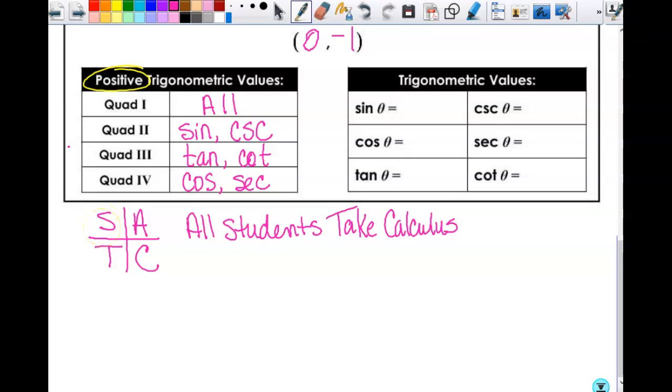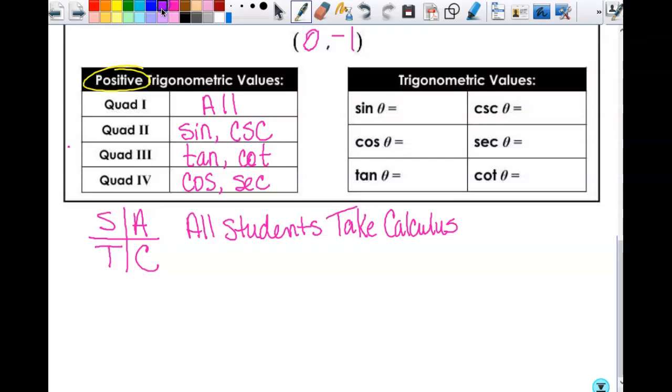So when you want to know in the second quadrant what is positive, it's the sine values and its reciprocal, right? Tangent and its reciprocal are the only things that are positive in the third quadrant. Fourth quadrant, it's cosine and its reciprocal. They're all positive in the first quadrant. So if you can write down all students take calculus, then you're good. Okay, we good? All students take calculus. That tells you what is positive in which quadrant. That is super important in order for you to put all of this stuff together. Okay, we good? All right.